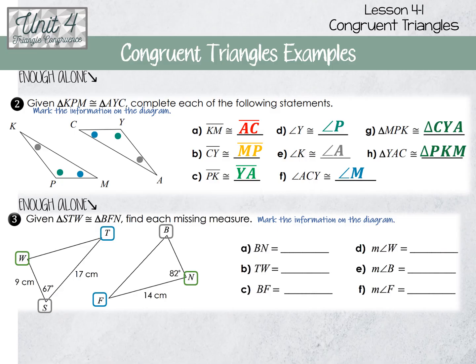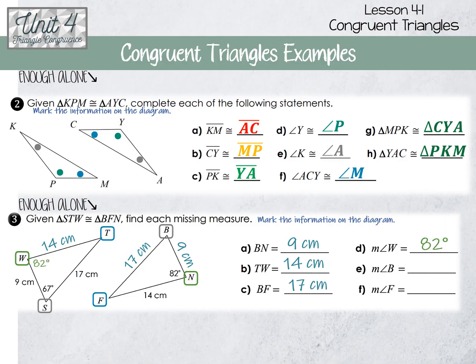BN is between the gray and the green, and between gray and green is a 9. So that's going to be 9 centimeters. TW's between the blue and the green, between the blue and the green is 14 centimeters. Length of segment BF is got to be the 17 centimeters. Now, we already have things matched up for this.